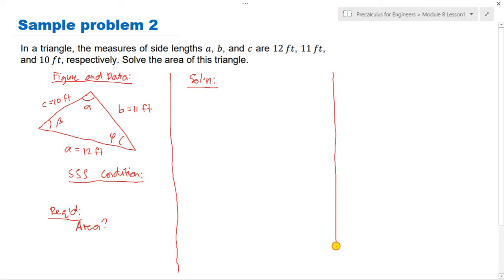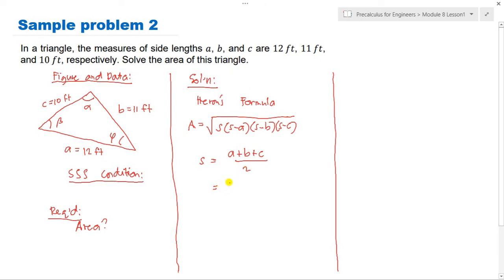Let us divide it. So by using Heron's formula, the area of the triangle is equal to the square root of S times S minus A times S minus B times S minus C. So we don't have S, so we first solve for S. S equals A plus B plus C all over 2. A is 12 plus 11 plus 10 divided by 2. That is 11, right? Sorry, that is 16.5.